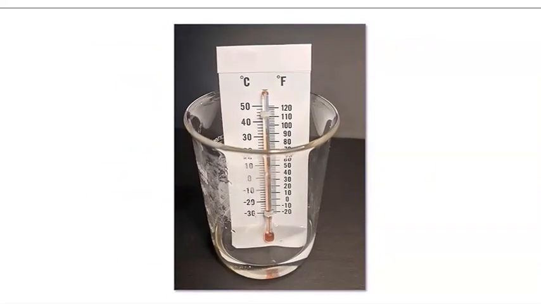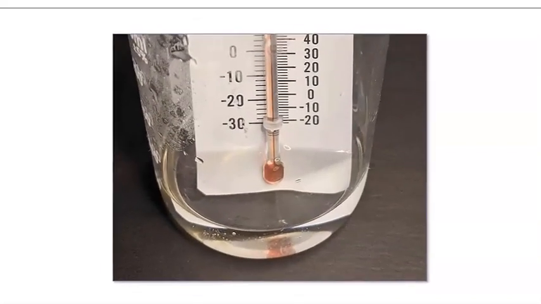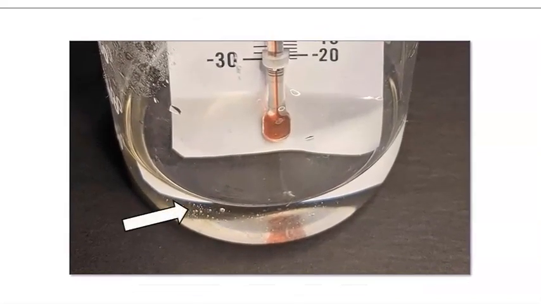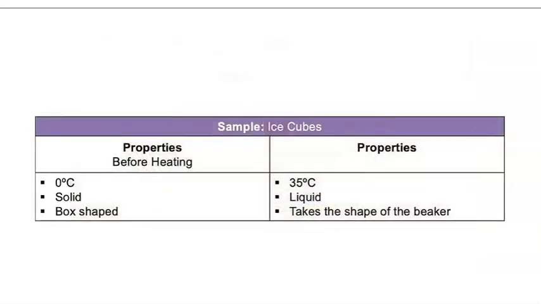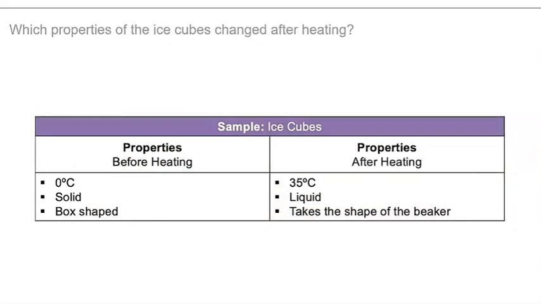What other properties do you observe? Do you notice that the water is liquid? I noticed that too. What shape is the water? The water takes the shape of the beaker, right? Great work. Let's record these observations in our chart. We can call this column Properties After Heating.